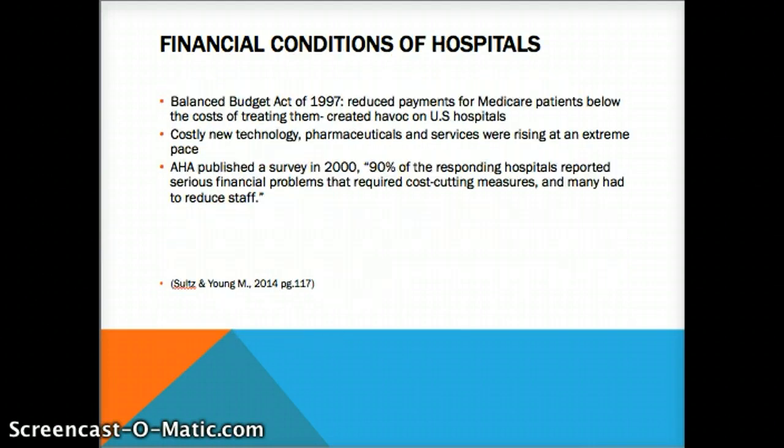Financial conditions of hospitals. The Balanced Budget Act of 1997 reduced payments for Medicare patients below the cost of treating them, creating havoc on U.S. hospitals. Costly new technology, pharmaceuticals, and services were rising at an extreme pace. The AHA published a survey in 2000 in which 90% of the responding hospitals reported serious financial problems that required cost-cutting measures, and many had to reduce staff. Also, specialty hospitals compete with community hospitals for their most profitable services, adding to the continuing loss of community hospitals.